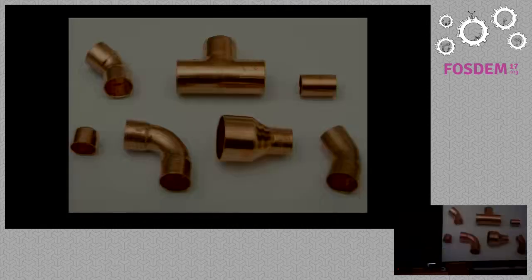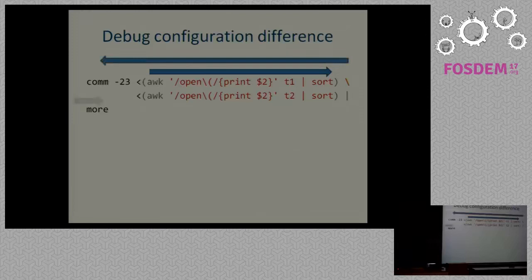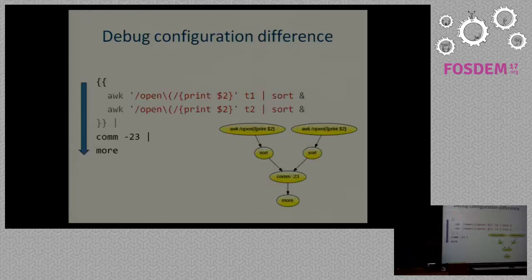First of all, a motivating example. Say from a debugging perspective, you want to find the differences between two strace outputs, and what you would do is run awk and sort the result. The problem with this is that the flow goes in this direction, then it goes back to comm, and then forward to more. It goes in a crazy way backward and forward. With DAX, what you do is you have a multi-pipe block with the two awks, you pipe that to comm, and you pipe that to more. So the direction is exactly as we are used to reading programs.